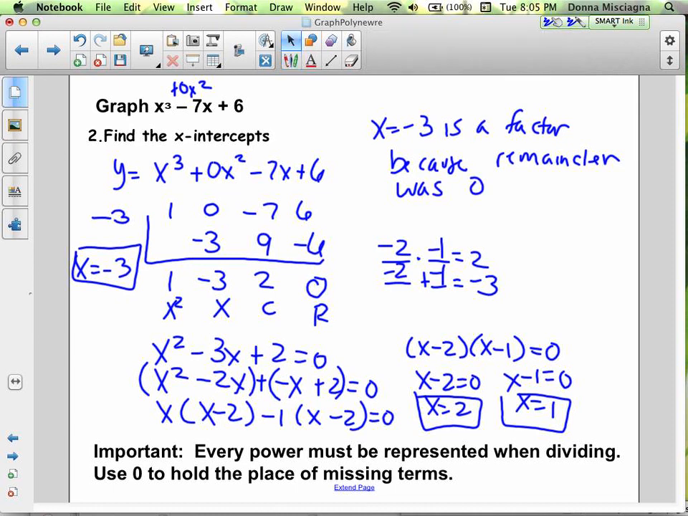All right, so we have our 3 solutions. We need our turning points and our y-intercept. And then we just graph. See how easy this is?